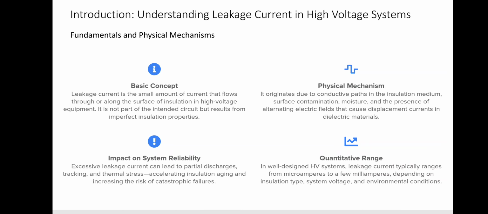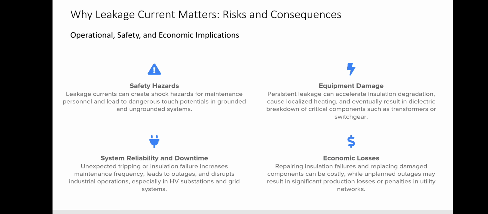Introduction: understanding leakage current in high voltage systems. Fundamentals and physical mechanisms: basic concept, physical mechanism, impact on system reliability. Quantitative ranges. Why leakage current matters: risks and consequences. Operational safety and economic implications: safety hazards, equipment damage, system reliability and downtime, economic losses.